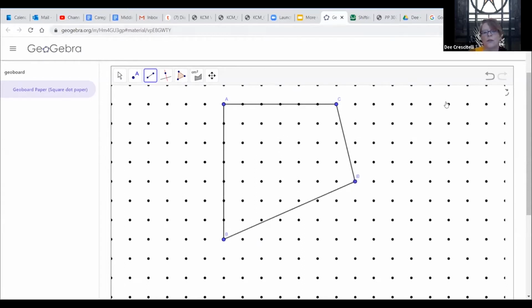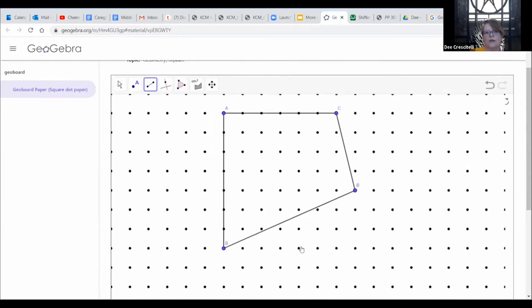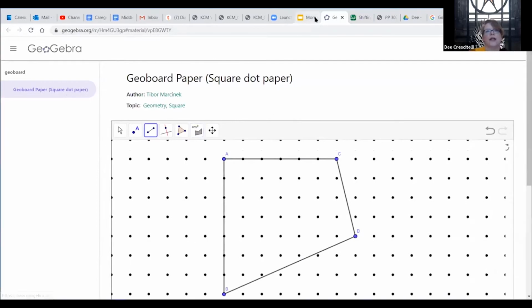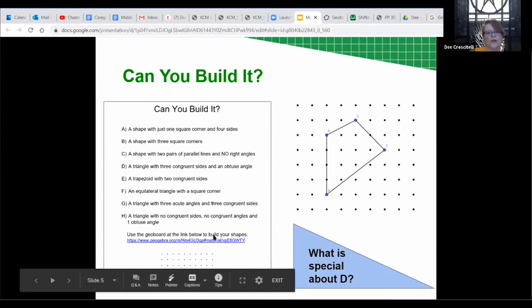And so you can have the students build that. You can have them screenshot and share. You can have them share with each other. There's some other tools that students can play with. But in GeoGebra, you can have them do that just to build out the different shapes to see if they can indeed build those different shapes.